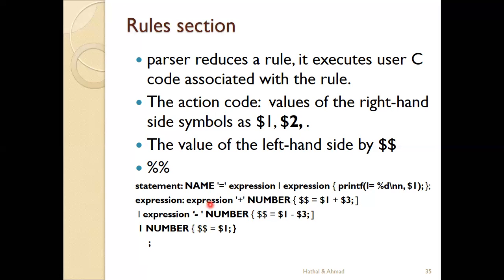Now, to know the values associated with the symbols: the value associated with the left hand side symbol is represented by double dollar ($$). The values associated with the right hand side symbols are represented as $1, $2, $3. So depending on the number of symbols on the right hand side, $1, $2, $3 correspondingly represent the symbols on the right hand side.